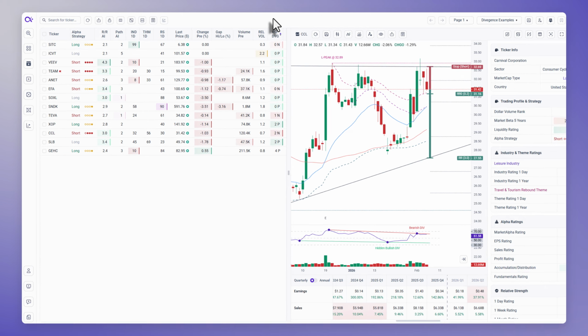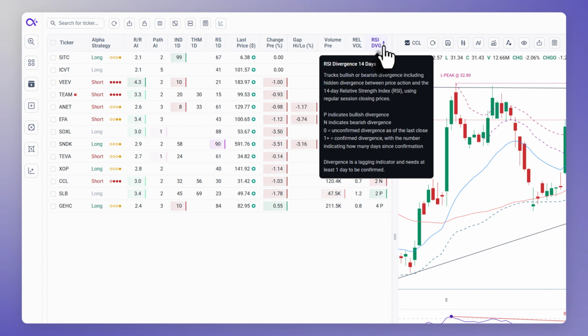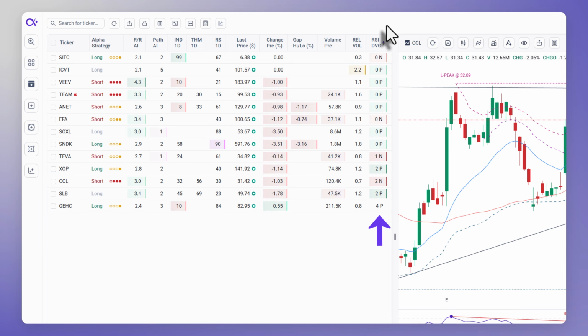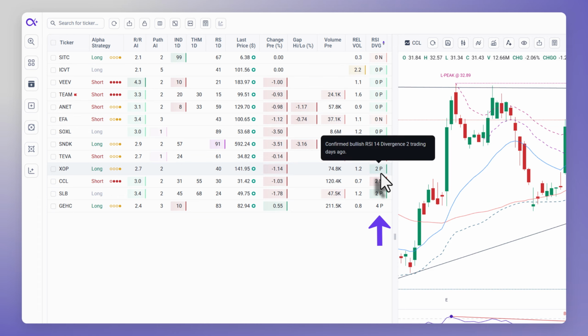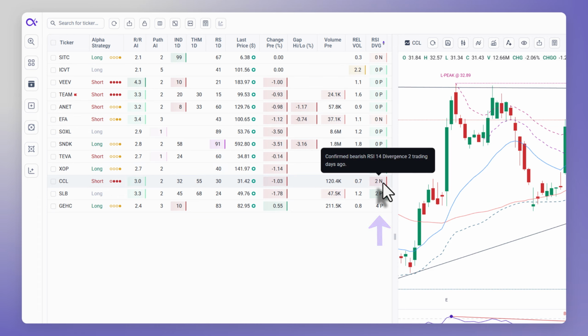You'll see this in the ticker screener under the RSI divergence column. The value is shown as a number plus a letter. The number is how many days since the divergence was confirmed. The letter shows direction. P means positive divergence, and N means negative divergence.